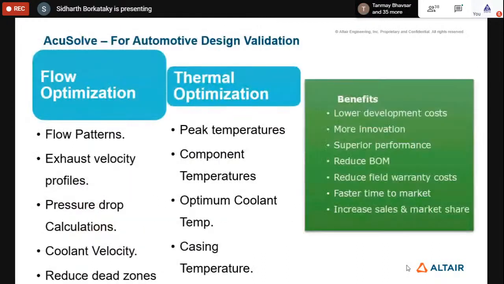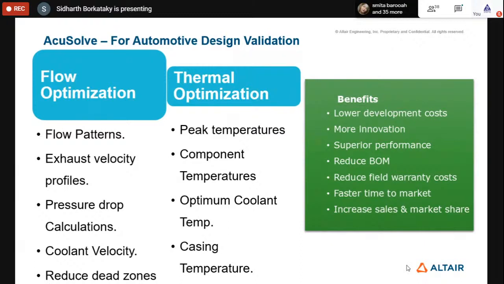Now, I will be coming to each important application across the mechanical domain. The number one that I will be talking about is automotive design validation. Okay, so I will start with the industry. Number one is the automotive, because in the mechanical domain, the automotive industry is one of the most matured industries, as we know.